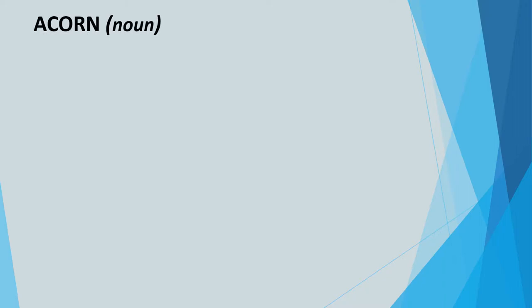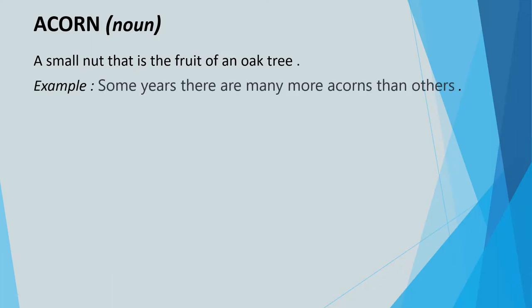Acorn, A-C-O-R-N. Acorn, it is a noun. Meaning, a small nut that is the fruit of an oak tree. Example, some years there are many more acorns than others.